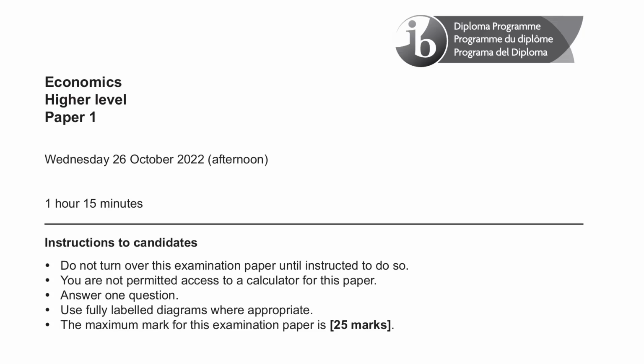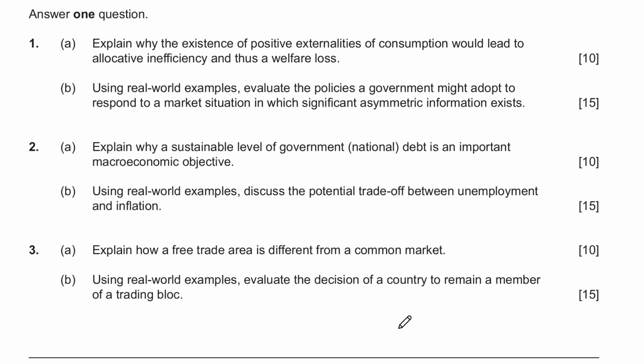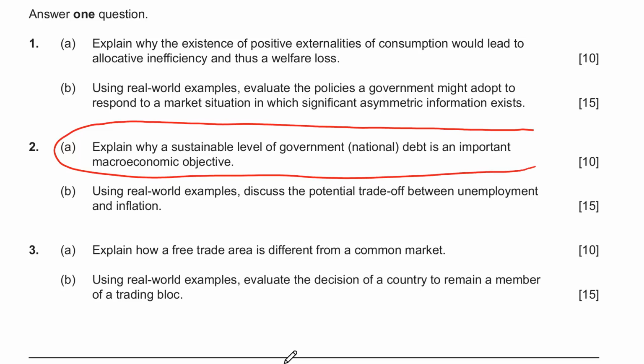All right, so in this video, I'm going to go through the solutions to the IB Economics Higher Level Paper 1. This is for the October/November 2022 paper. In the previous video, we went through the solutions for question 1, both parts. And in this video, I'm going to go through the solutions for question 2, part A, which is this one over here. And this is worth 10 marks.